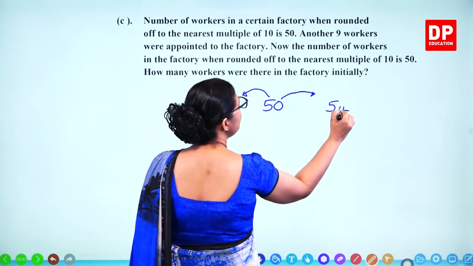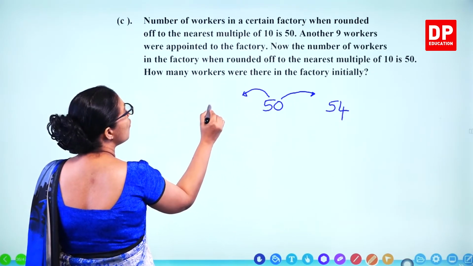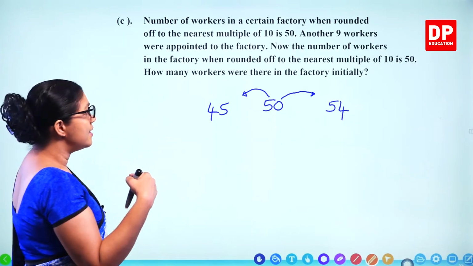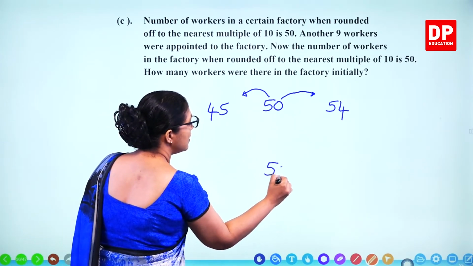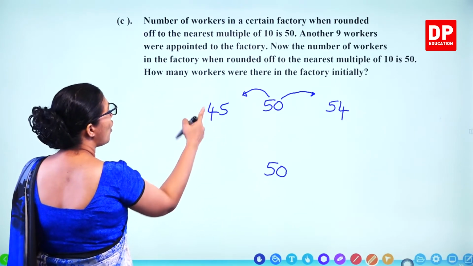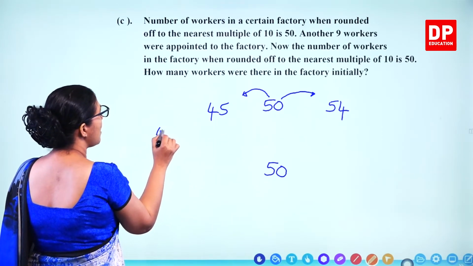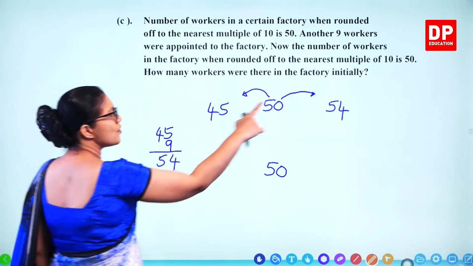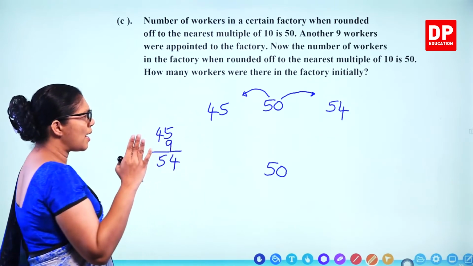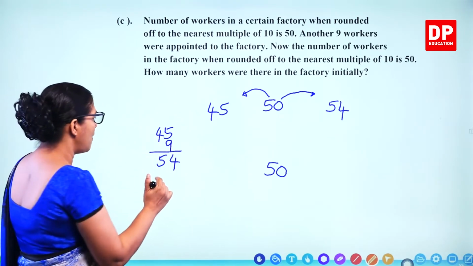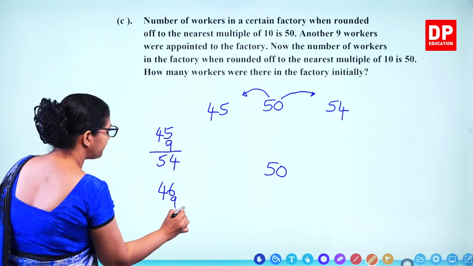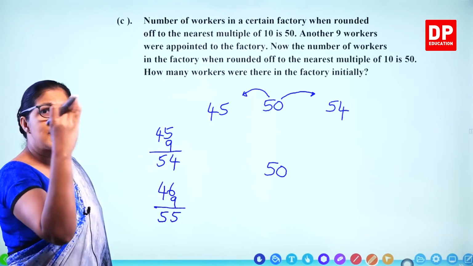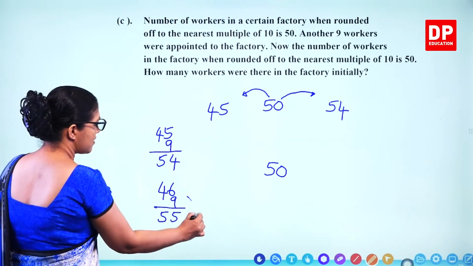54 and 45. Now we need to add 9. So 45, we'll take the lowest number and add 9. You get 54. So still you get 50. But what happens if you take 46? 46 plus 9, you get 55. That means rounded to 60. So this is not correct.